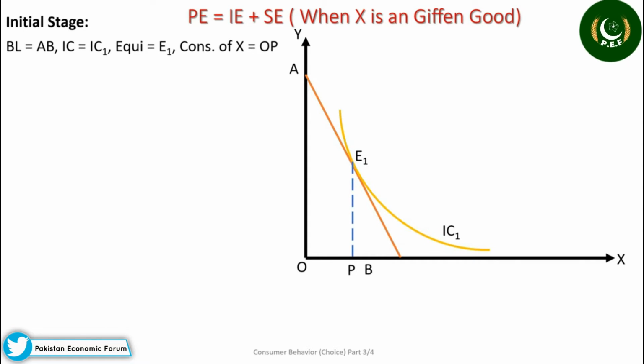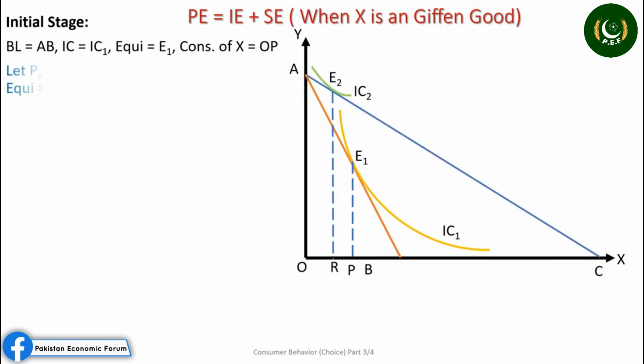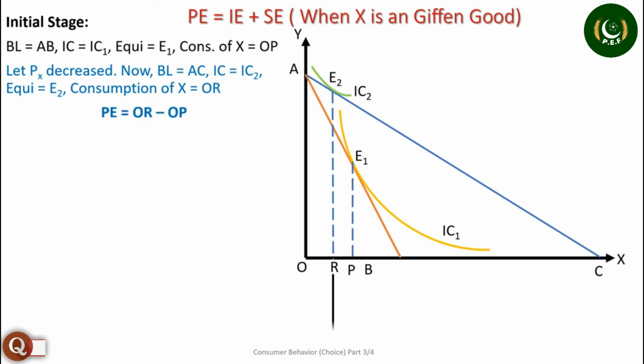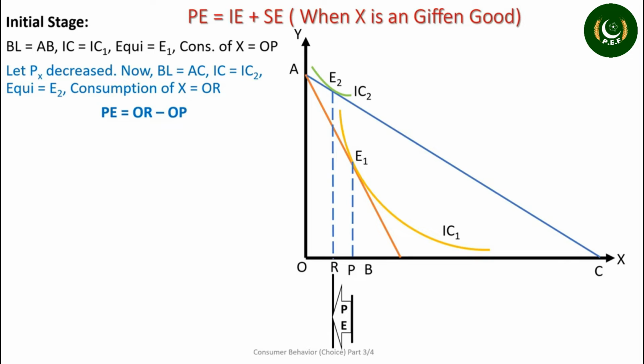Since X is an inferior commodity, a decrease in the price resulted in decreasing the quantity demanded of commodity X. Now to break it down into income effect and substitution effect. First, let's assume that despite the decrease in the price, the real income is the same. Therefore, the budget line will no more be AC. In fact, it will be FG, which will be tangent to IC1 at E3. The consumption of commodity X will be OQ. So the substitution effect is OQ minus OP.